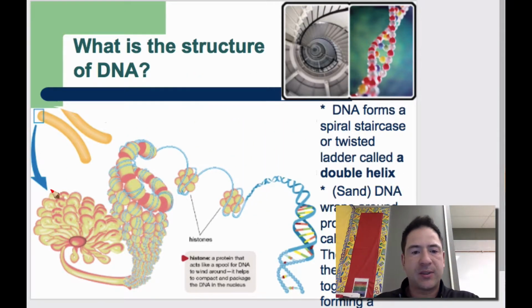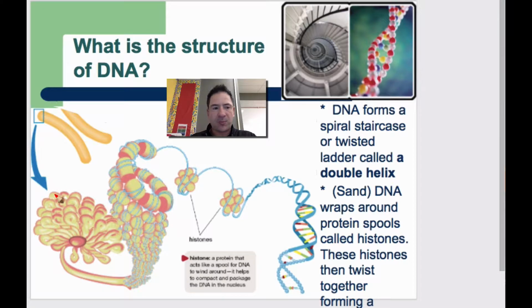Hey guys, this video is going to talk about the structure of DNA. One thing we talked about in class was the sugar phosphate backbone with the nitrogen base rungs. We look at DNA like a spiral ladder, but it's actually called a double helix, and that's important to note. Spiral staircase, twisted ladder. This is our genetic code.